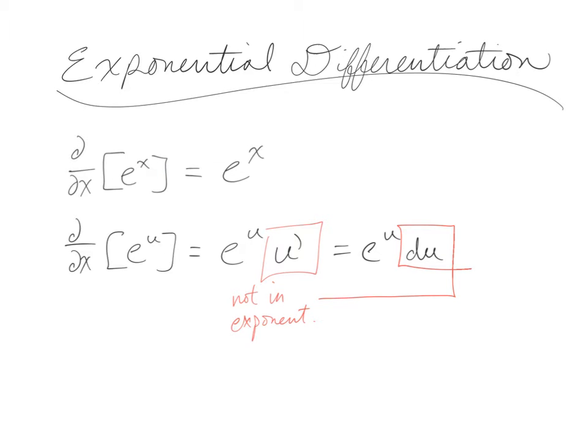However, we could also have e to some power u, where u is a function of x. And if you have this, then when you take the derivative with respect to x, you will get e to the u power times u prime, where u prime is the derivative of u. Or you could write it e to the u du, where du is the derivative of u. And it is important to note that u prime, or du, however you write it, is not in the exponent. So let's take a look at a couple of examples here.